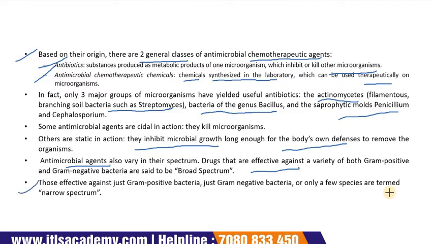The last point is that those effective against only gram positive bacteria, or only gram negative bacteria, or only a few species, are termed narrow spectrum. So narrow spectrum means they are effective against either gram positive or gram negative bacteria. For example, penicillin G, erythromycin, clindamycin and gentamicin. These are some narrow spectrum antibiotics.